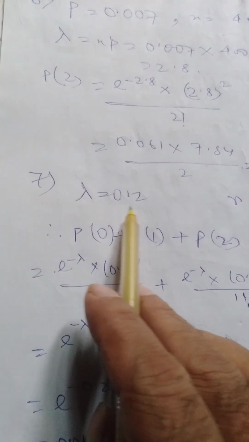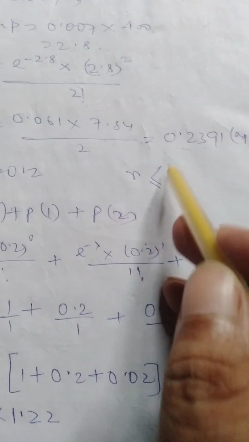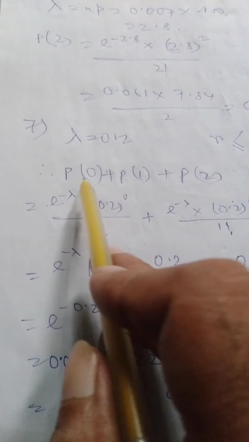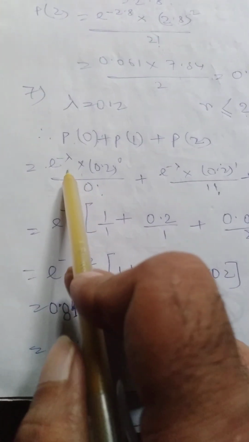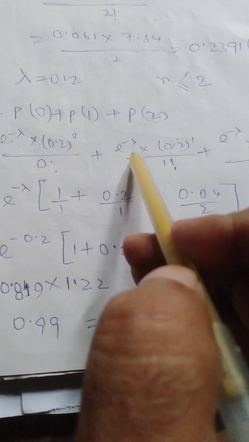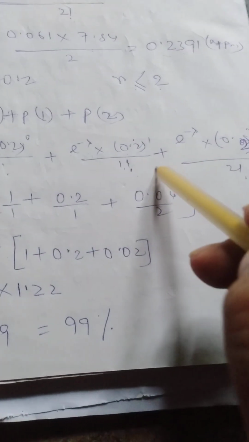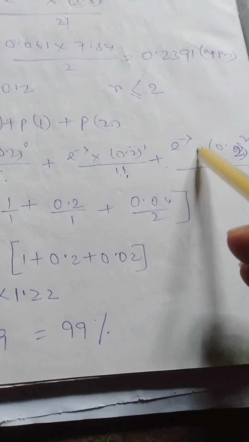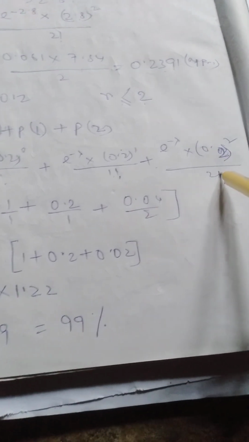Here lambda equals 0.2, and r is less than or equal to 2, hence the required probability equals P0 plus P1 plus P2. Hence e to the power minus lambda into 0.2 raised to 0 divided by 0 factorial, plus e to the power minus lambda into 0.2 raised to 1 divided by 1 factorial, plus e to the power minus lambda into 0.2 squared divided by 2 factorial.